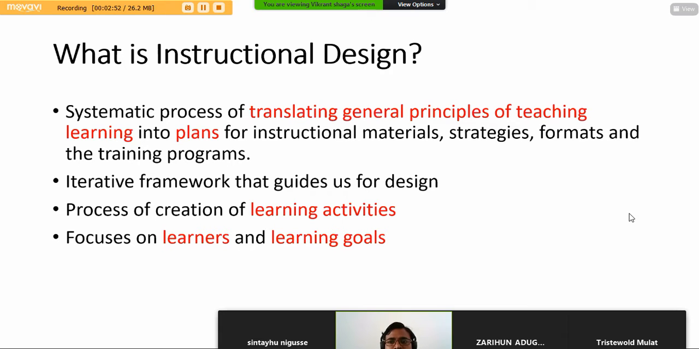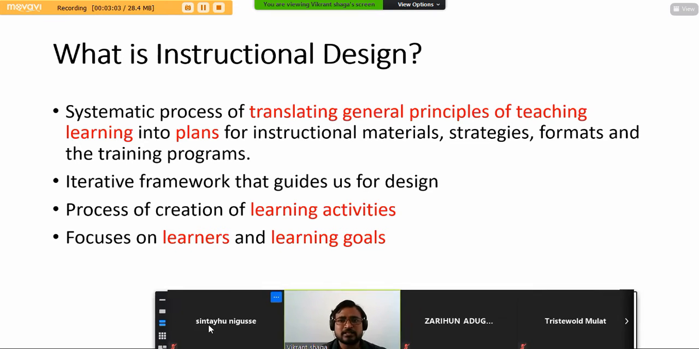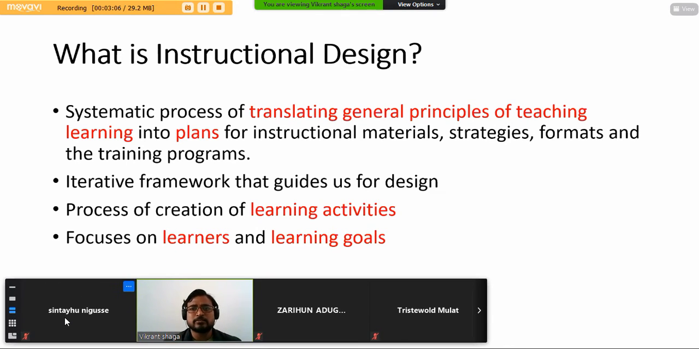You go into the class, right? You start a discussion about the topic. If you have any question in the session, you raise your hand for answering. Teachers ask questions. All these are the general principles, right? Asking the questions: what is the purpose of this particular course? What is the objective of this particular topic? What is the learning outcome of this particular topic? What is the learning objective of this topic? How are you going to implement that topic? All these things come under the general principles, and we have to plan these out for instructional materials, strategies, formats, and training programs.